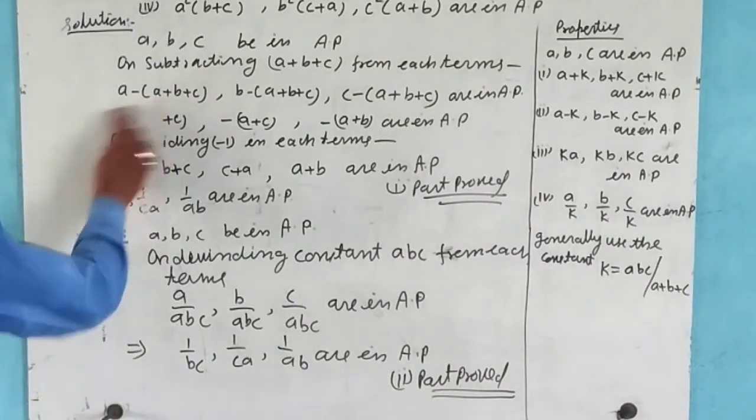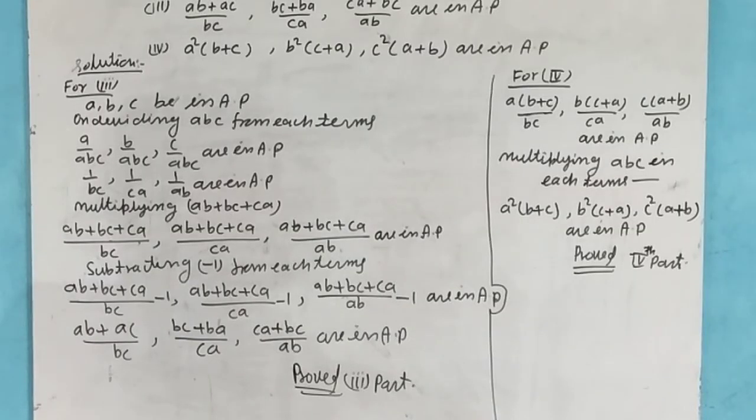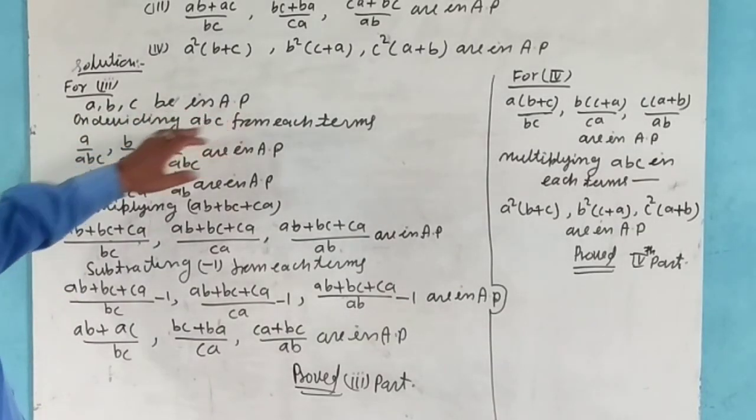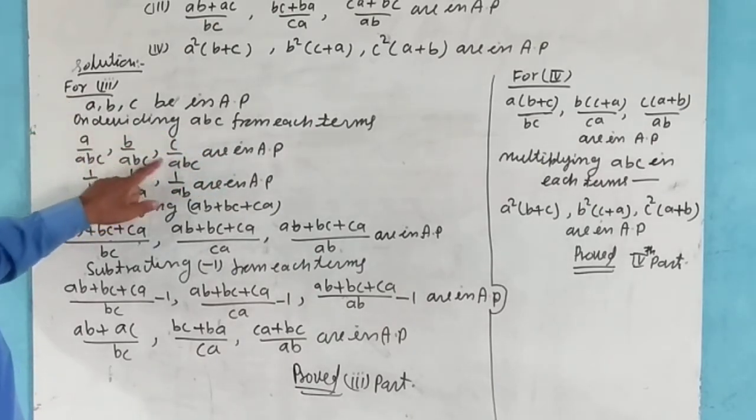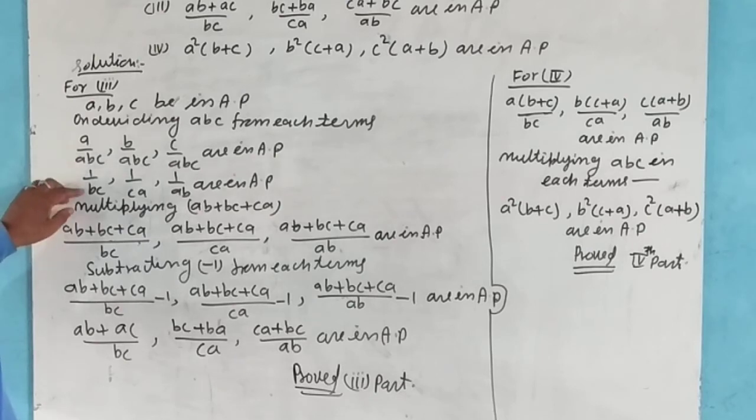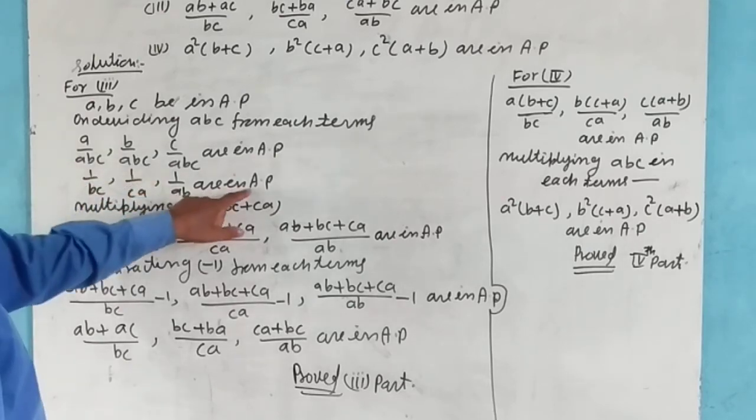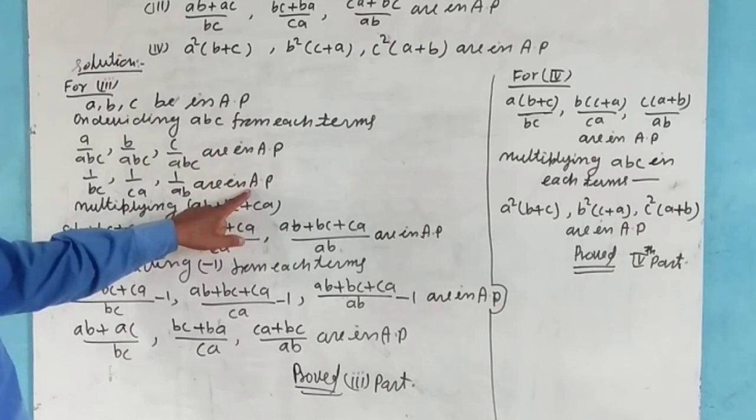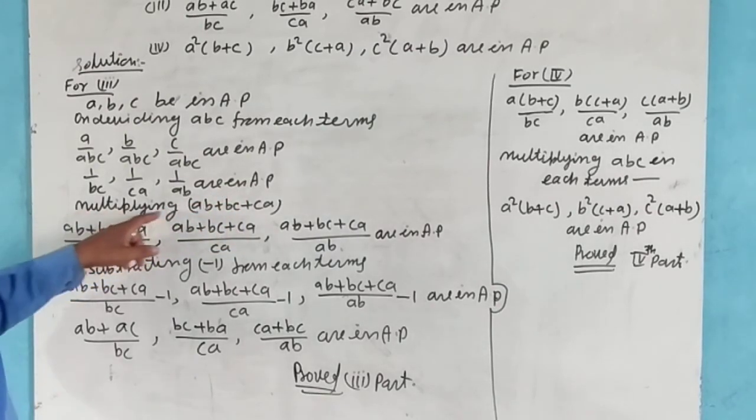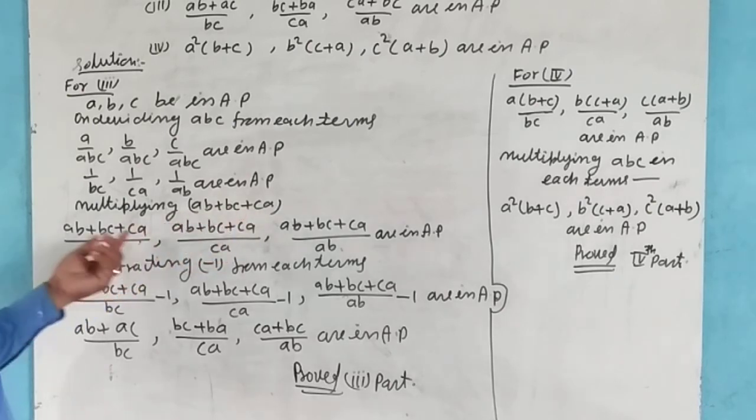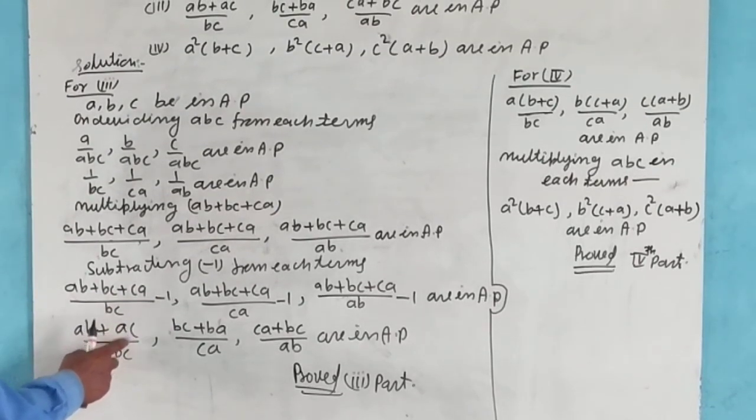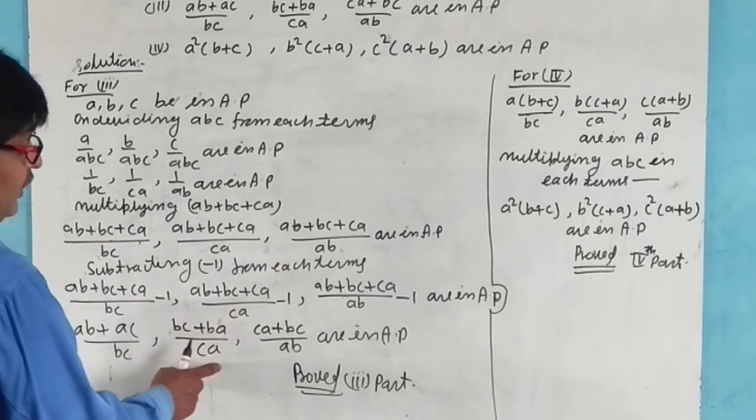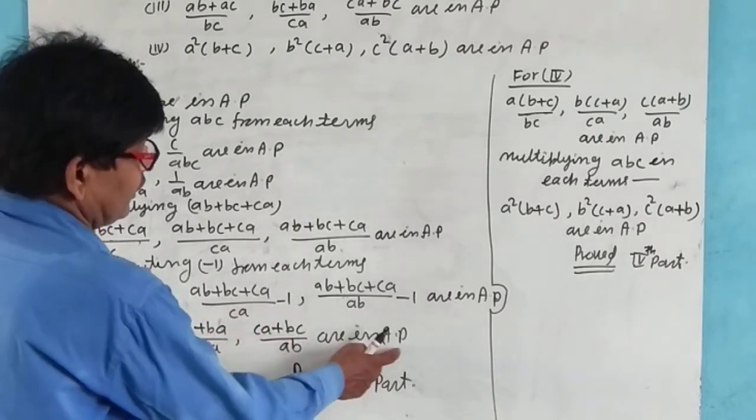Now for the third part, A, B, C are in AP and dividing by ABC, A by ABC, B by ABC, C by ABC, so that A is cancelled, 1 by BC, 1 by CA, 1 by AB are in AP, and multiplying by AB plus BC plus CA and after subtracting 1 we get AB plus AC by BC, BC plus BA by CA, CA plus BC by AB are in AP.